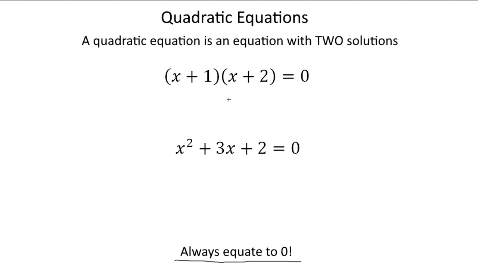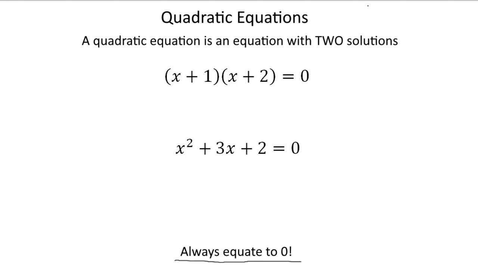Quadratic equations and upwards, so you would have cubic, which is x cubed, and then quartic, which is x to the power 4. Anything from x squared and above, when you're solving them, you always set it equal to 0. And we'll see why when talking about just quadratics, but it will apply to all the others as well, especially with the first one here.